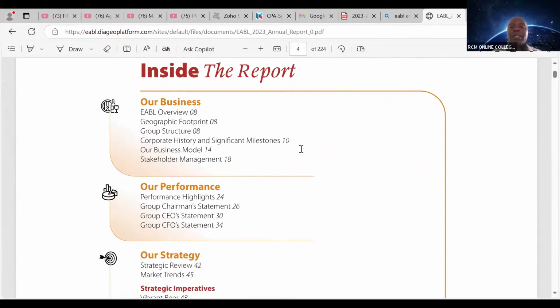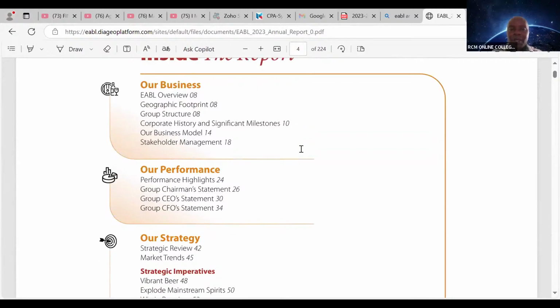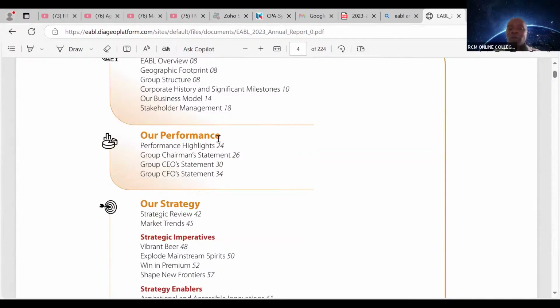Now look at the table of contents. So we have our business. We have, this is what I would want to start with today, our performance. Our performance is purely a section for management discussions. So when you talk of management discussions and analysis, we are looking at this section where we are talking about our performance. How do we perform?